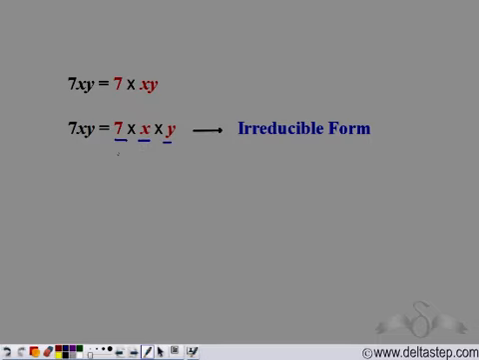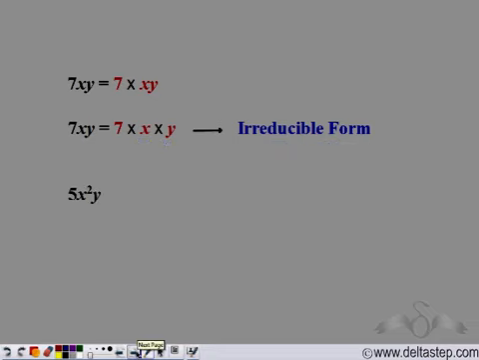Now we cannot simplify these factors further. So we cannot reduce 7 or x or y to further factors. So we say that when 7xy is written in this form, it is written in irreducible form. That is irreducible form because the factors which are here cannot be simplified further or reduced to further factors. So this is 7xy written in irreducible form.